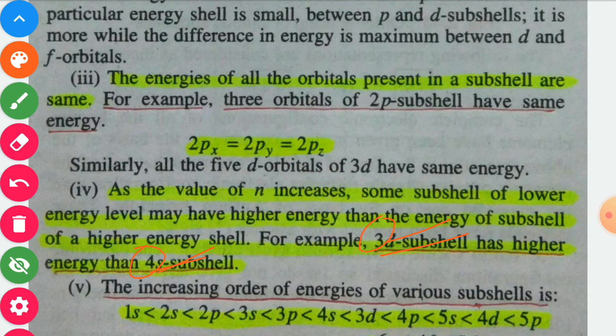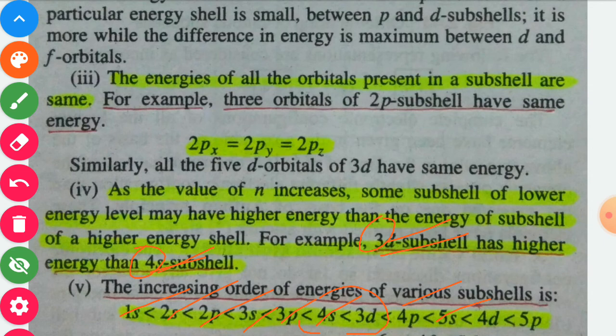So here the increasing order of the energy of various subshells is given. Energy of 1s is less as compared to the energy of 2s, which is less than the energy of 2p, which is less than the energy of 3s. Energy of 3s is less than the energy of 3p. Energy of 3p is less than the energy of 4s, and the energy of 4s is less than the energy of 3d. Similarly, the energy of 3d is less than the energy of 4p, the energy of 4p is less than the energy of 5s, and the energy of 4d is less than the energy of 5p.